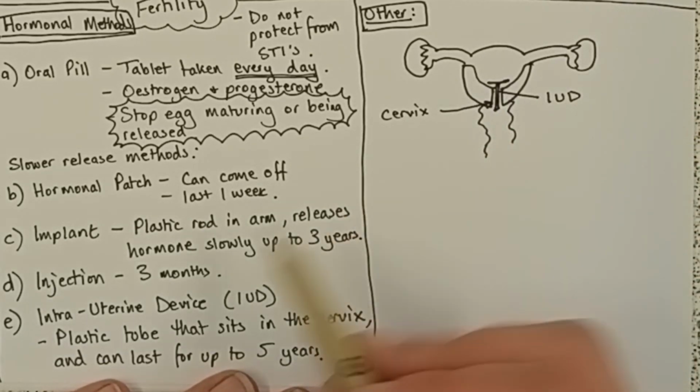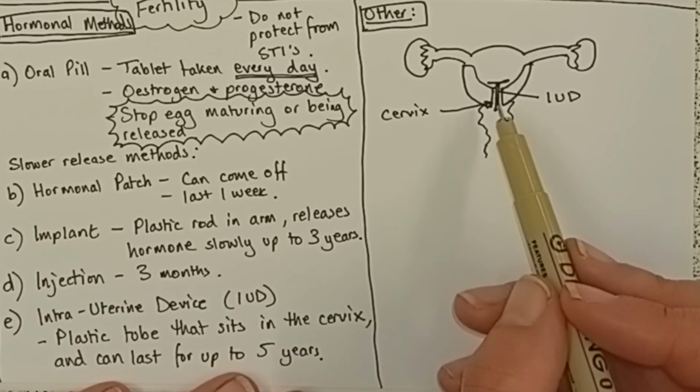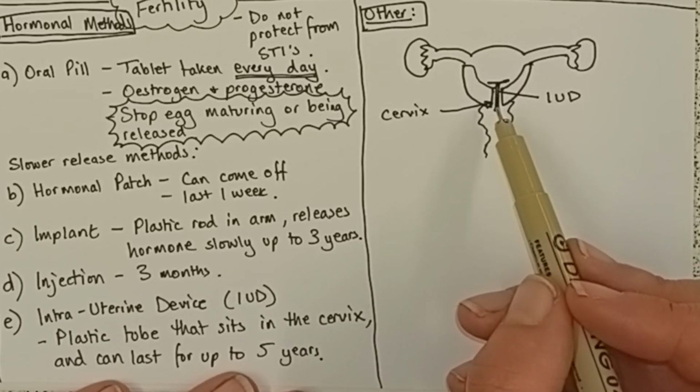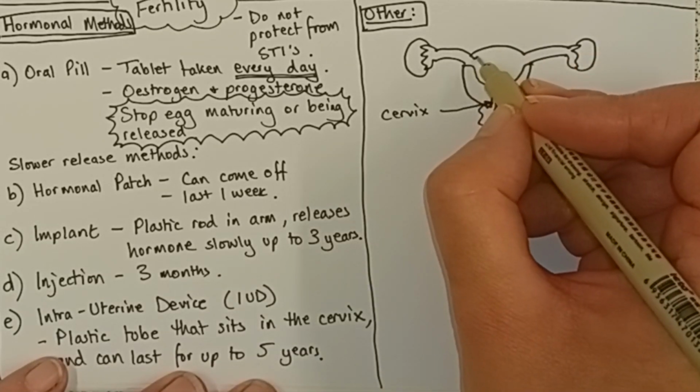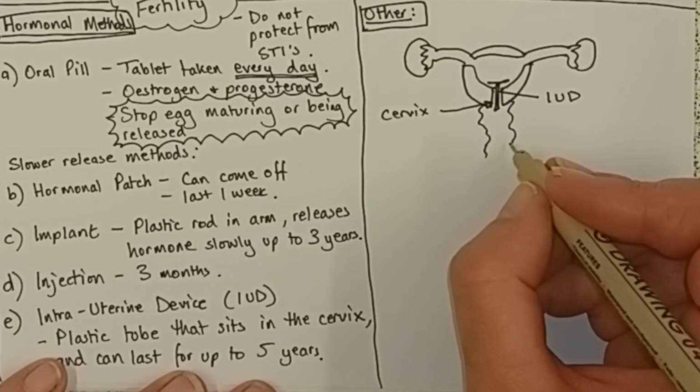And the advantage of both the implant and the IUD is that you can't forget them. They're there. You can't forget to take them. It doesn't matter how ill you are. They're there and they'll prevent you from getting pregnant.